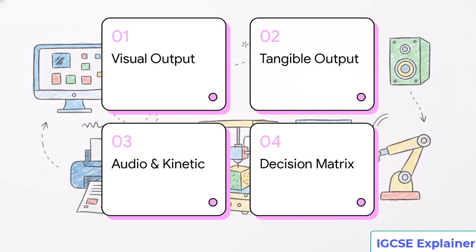To make this explainer as efficient as possible for you, here's a quick look at our agenda. 1. Visual output, covering screens and projectors. 2. Tangible output, in both 2D and 3D. 3. Audio and kinetic output. And finally 4. The output decision matrix.